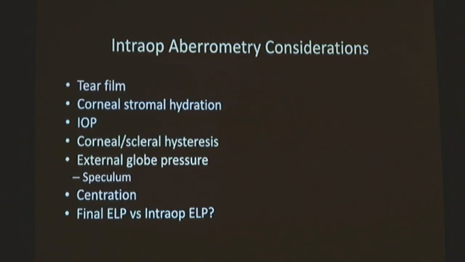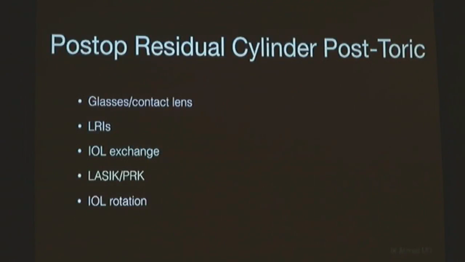The cornea is hydrated. So there are different values, I think, that are still present that are uncertain. So let me finish up by saying, what do you do after all these things and the patient still has a diopter of astigmatism post-op? What do we do then? They paid for the lens.